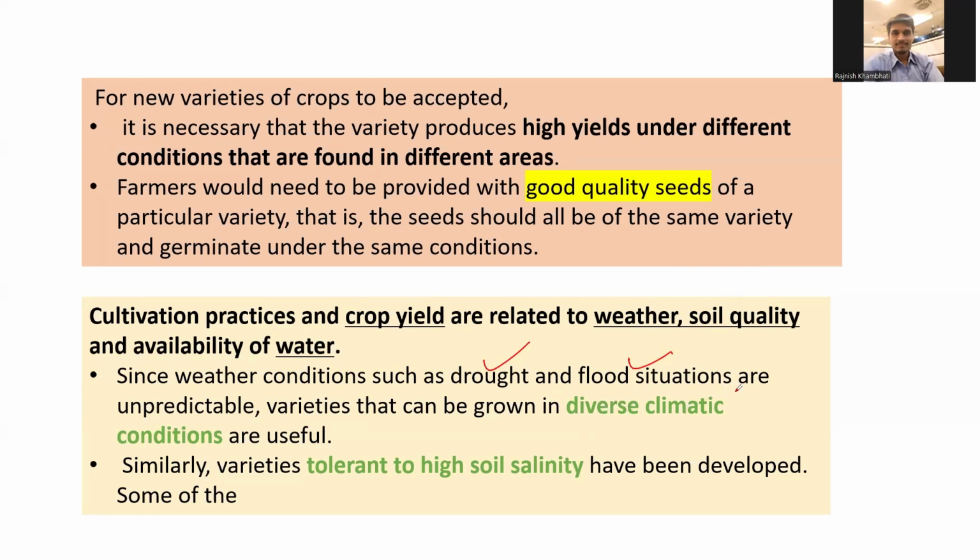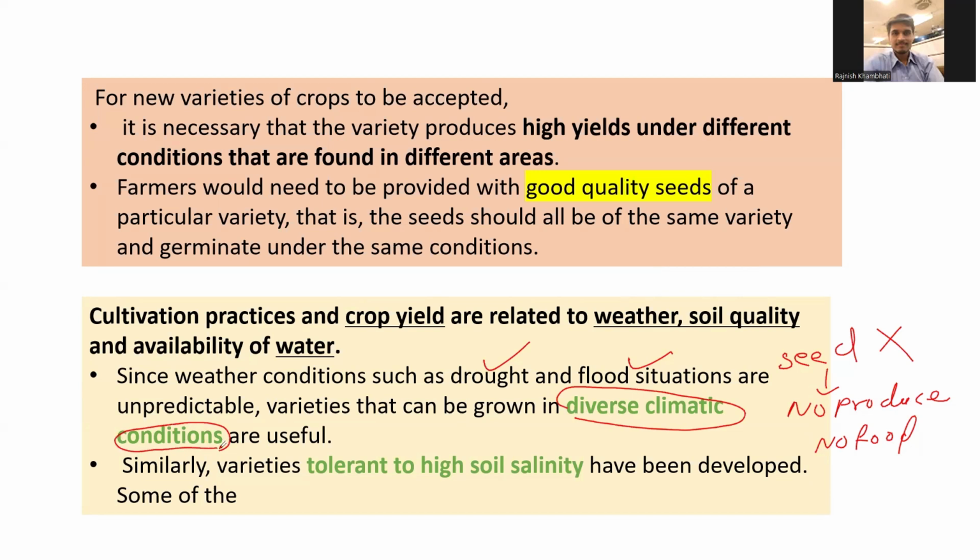So in either condition, whatever the condition is, your seed will not germinate. When a seed will not germinate, no product, no produce. There is no produce, no food. Now that's a problem. We want food for everybody. So we require the seeds of the variety, or the variety, which can grow under diverse climatic conditions, which can grow under any condition. So you don't have to worry as a farmer.